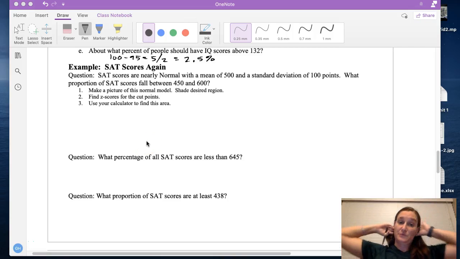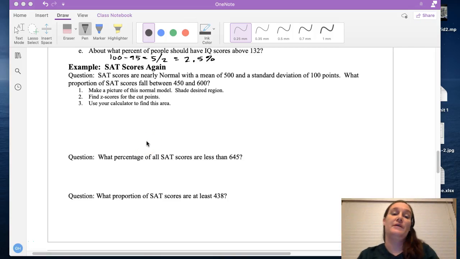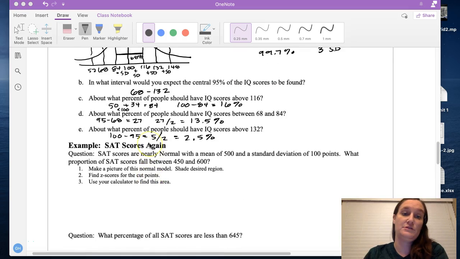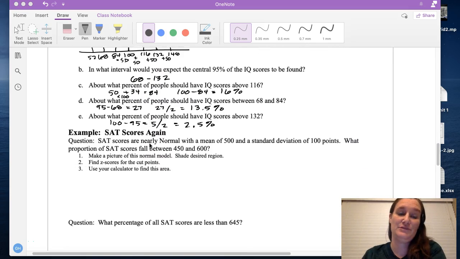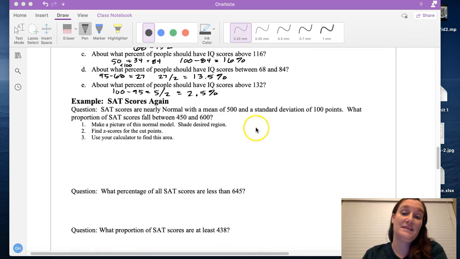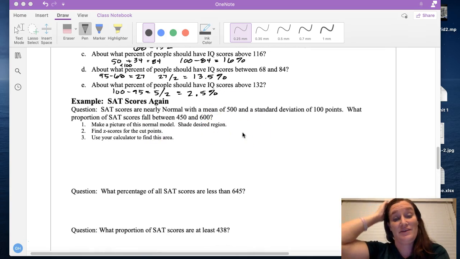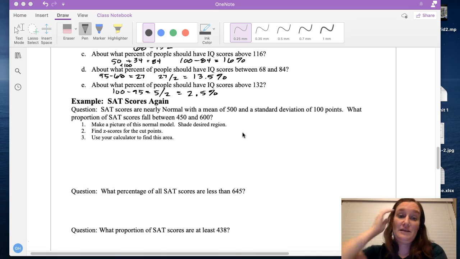Okay, so this last part is using the normal distribution to find some percents, some proportions, just like we did with the 68, 95, 99.7% rule. But these won't be 68, 95, 99.7. They won't land like, if you read the problem, 450 is not an even number of standard deviations. So how do you do that?